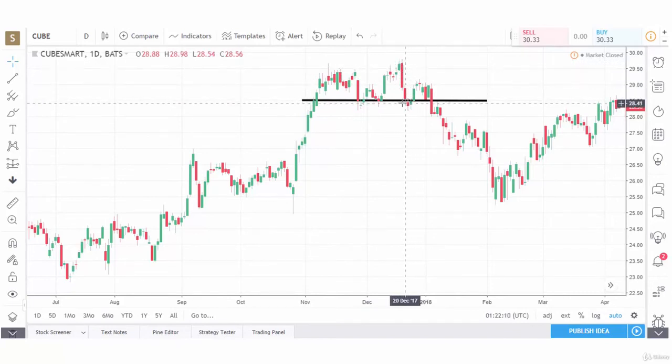Another pullback to the neckline. That's what this trend line represents. It's the neckline. A push back up, but you can see it doesn't reach as high as the head. So this is your second shoulder here. And then a subsequent break to the downside. When it breaks this neckline, that's the point where you want to be short the stock. So that's the head and shoulders pattern.